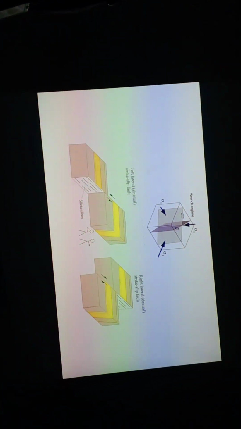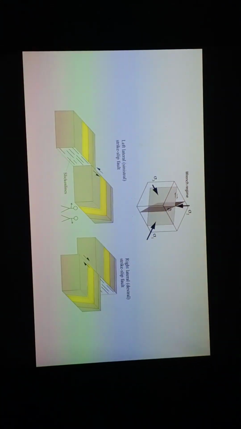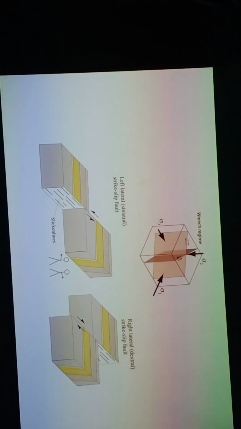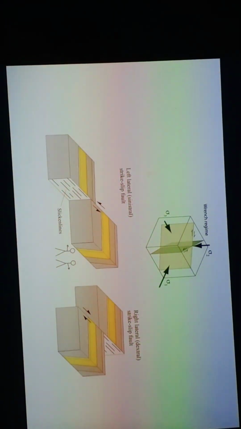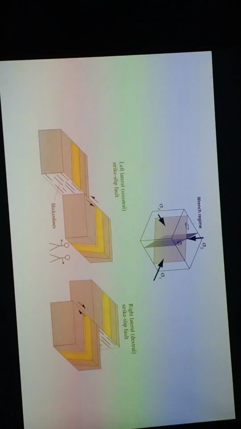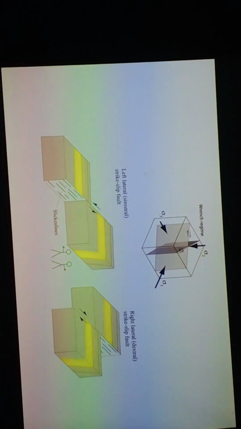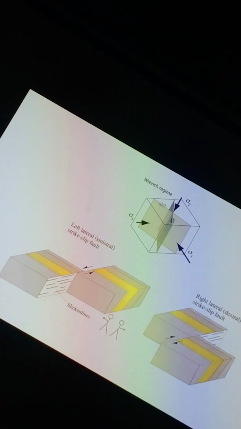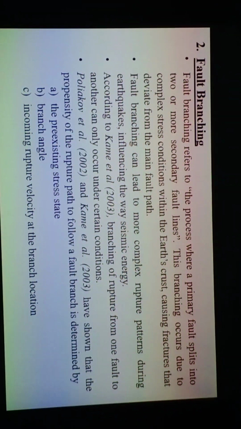In the past diagram, we have the strike-slip regime. Here, as we know, the principal stress axis, that is sigma 1, and the least, minimum stress axis, sigma 3, lie horizontally, and the intermediate compressive stress axis, that is sigma 2, remains vertical. According to the movement of the adjacent blocks, we have two kinds of strike-slip fault. One is the dextral, also known as right lateral strike-slip fault, and another is the sinistral, known as left lateral strike-slip fault.